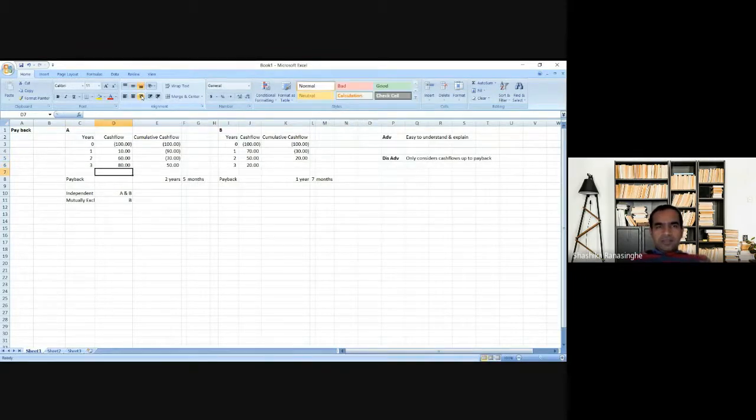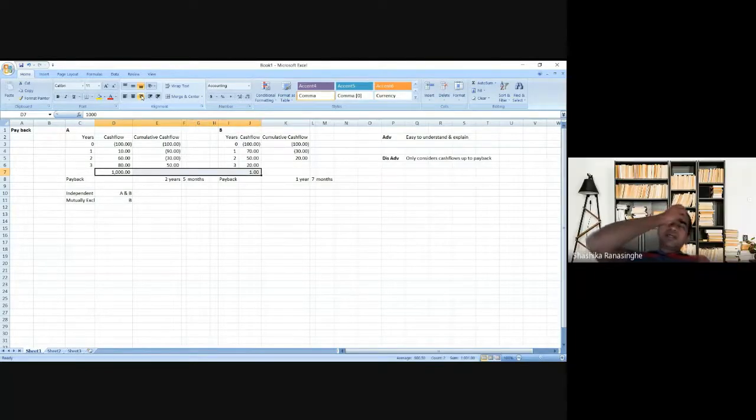Beyond this, A had a cash flow of 1,000 and B had a cash flow of 1. Which one will you pick? If you're going purely by payback, you'll pick B. Payback of B is faster, no? So you will pick B, but A has a cash flow of 1,000 coming in the 4th year. B has only one. So A is more attractive. But you don't look beyond the payback period, right? Unfortunately.